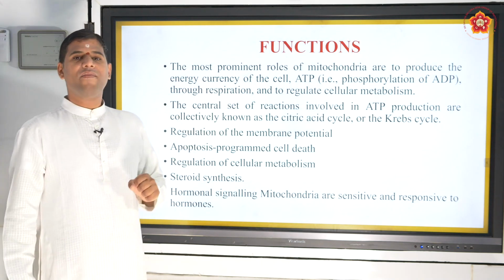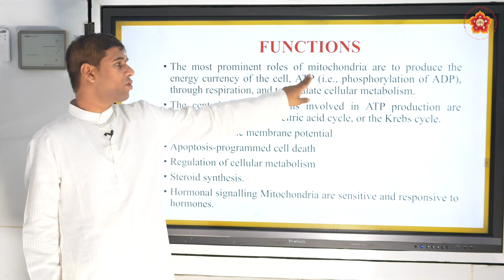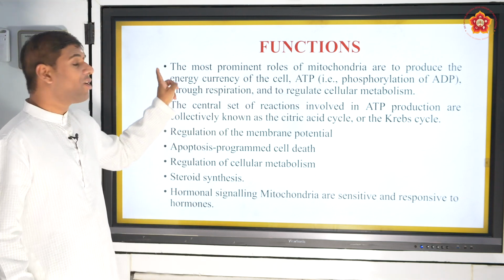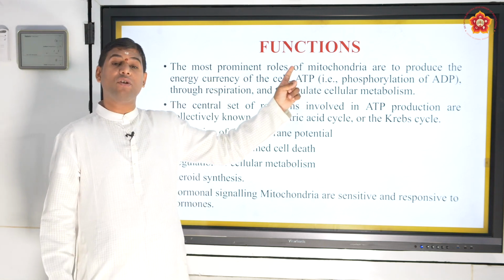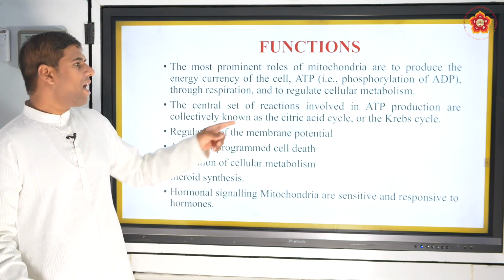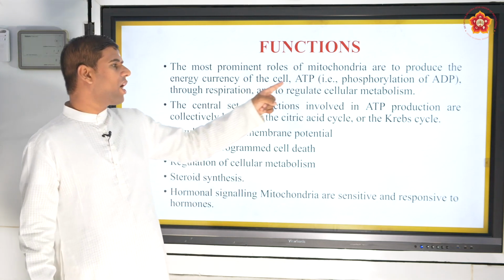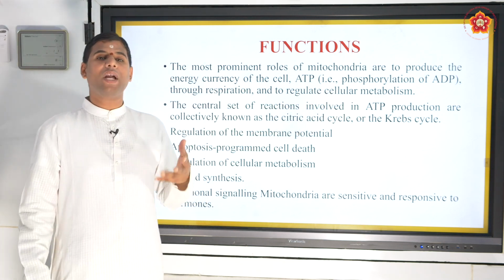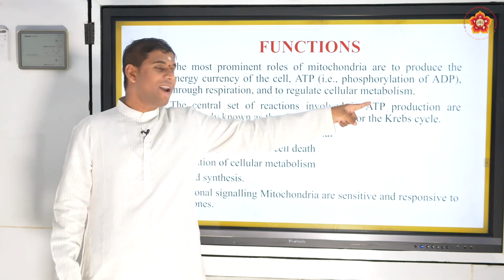So coming on to the functions. What are these functions? The most prominent role of mitochondria is to produce the energy currency of the cell. Mark it: energy currency of the cell. What is this energy currency? ATP, that is, adenosine triphosphate. This is the energy currency which provides the energy to the cells, okay? That is the phosphorylation of ADP, alright? So through respiration, it regulates cellular metabolism. As we saw in the previous class, when you respire there is this ATP formation that regulates cellular metabolism.